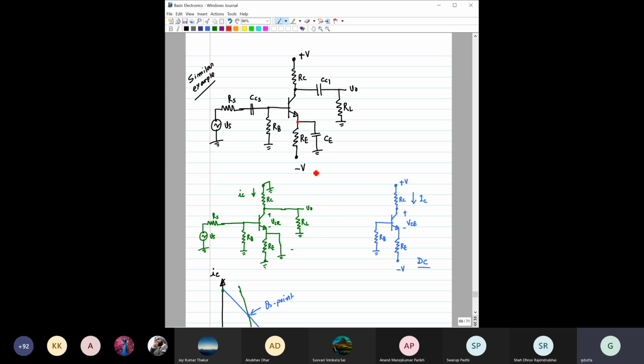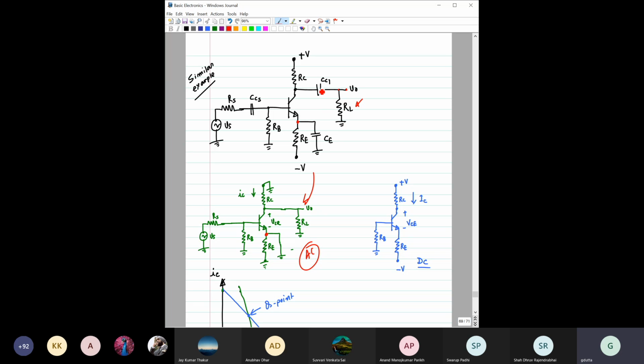As you can see from here, this is the AC equivalent circuit, right? So you can see this becomes shorted, so this point is now grounded. But earlier we were taking the output from here. There was no output resistance, but here we have introduced an output resistance RL, and after this coupling capacitor, we are taking this output across this resistance, right?